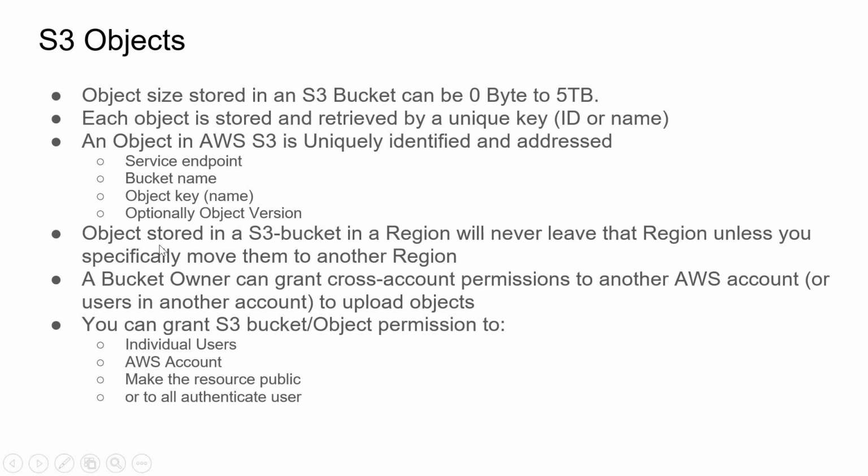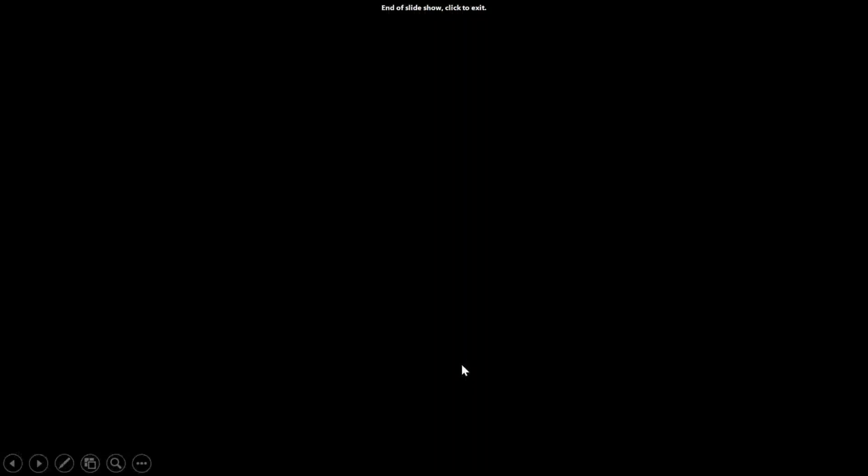Objects stored in an S3 bucket in a region will never leave that region unless you specifically move them to another region. If you want to move them, you can. A bucket owner can grant cross-account permissions to another AWS account, or to users in another account, to upload objects. You can grant S3 bucket object permissions to individual users, AWS accounts, make the resource public, or grant to all authenticated users. So that's all for today.